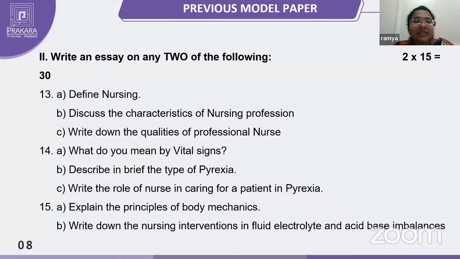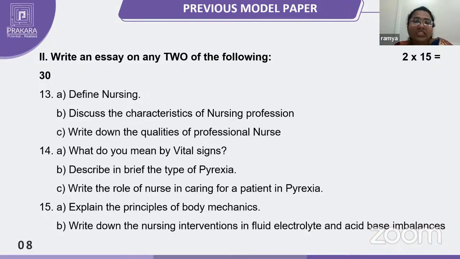Means they are asking the question in three ways. So what are they in section A? In option A, they have given: define nursing. So you should write here the definition of nursing. I think everyone will know what nursing is, no? So you should write the definition along with the author names.